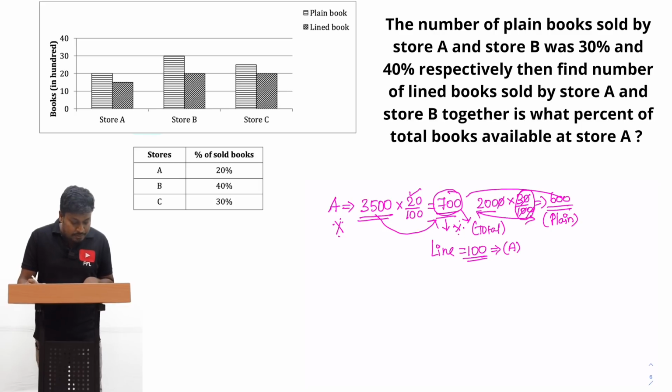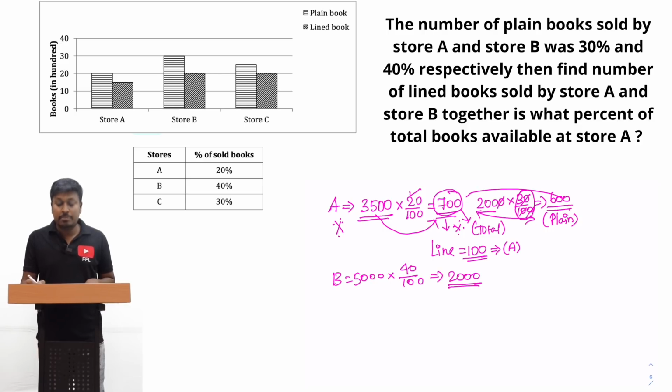So similarly we have to find for store B. Just see store B, where 30 and 20. So 3000 plus 2000 will be 5000. Out of this 5000, according to the table chart, for store B 40% of books are sold, which is 2000. So 2000 books are sold.